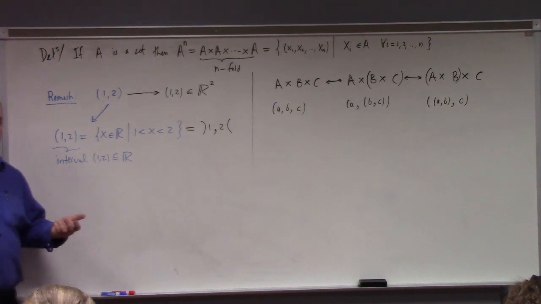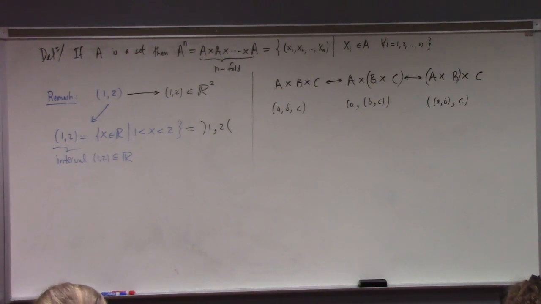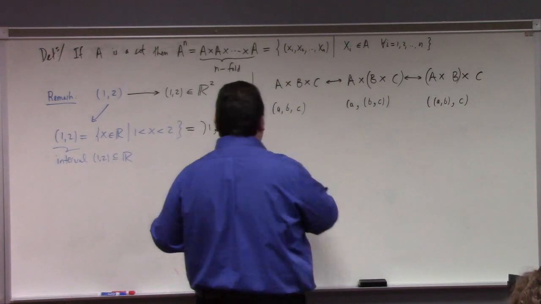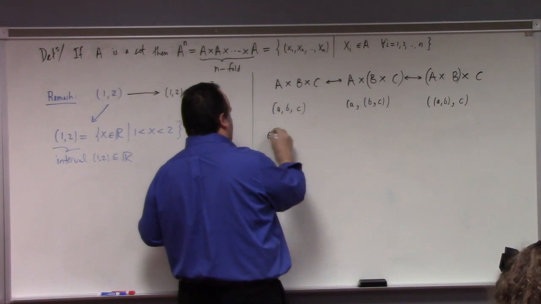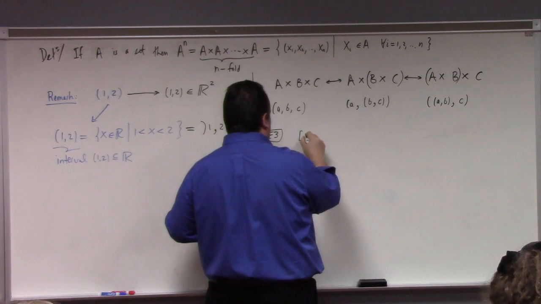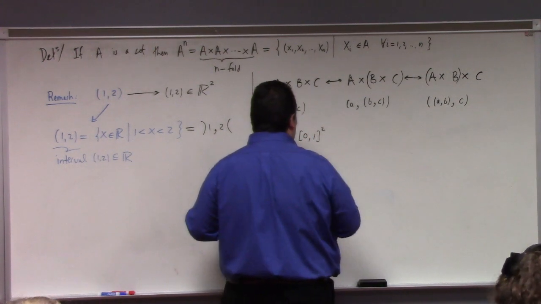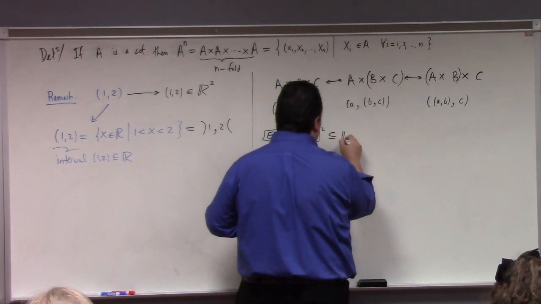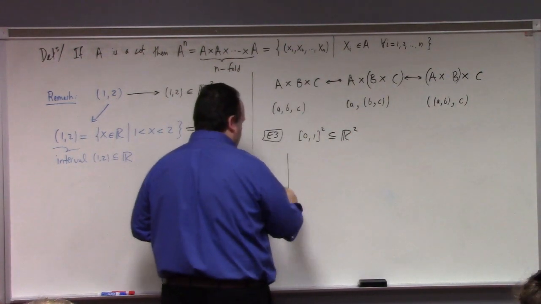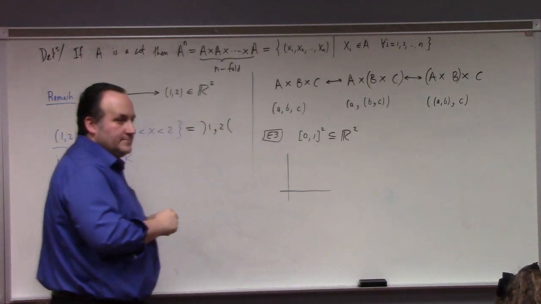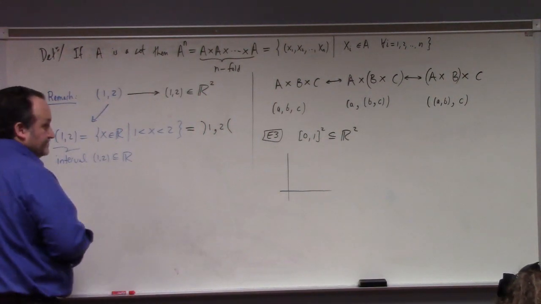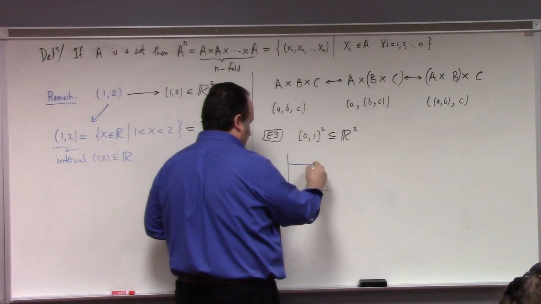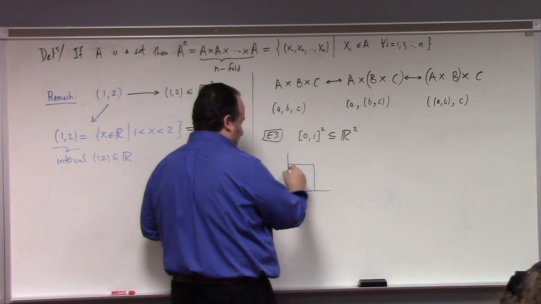Okay, so, great. What are the properties of Cartesian products? And can I give you an example of something that's a little bit more interesting? Example 3. Let's use interval notation. What would [0,1] squared mean geometrically as a subset of R^2? Can you picture this? What is that? I'll draw a picture for you.